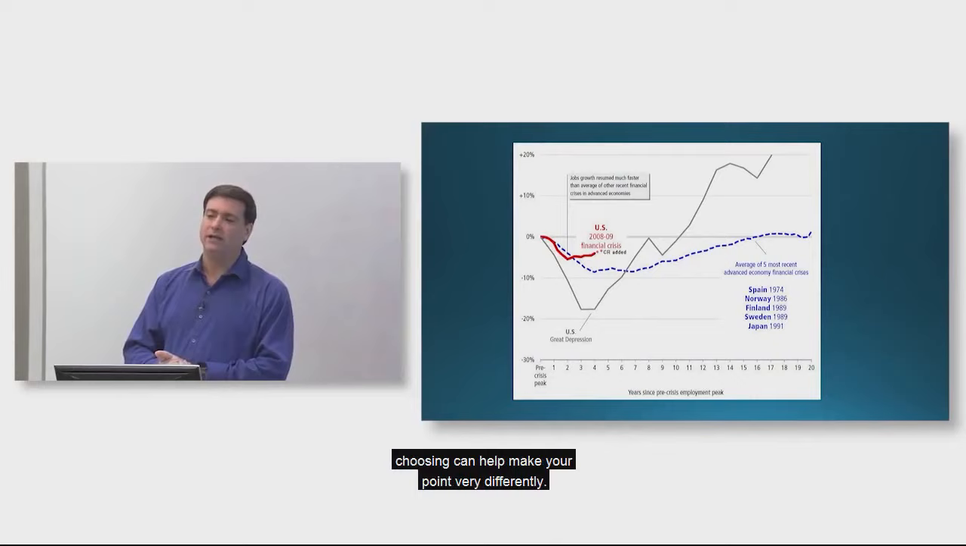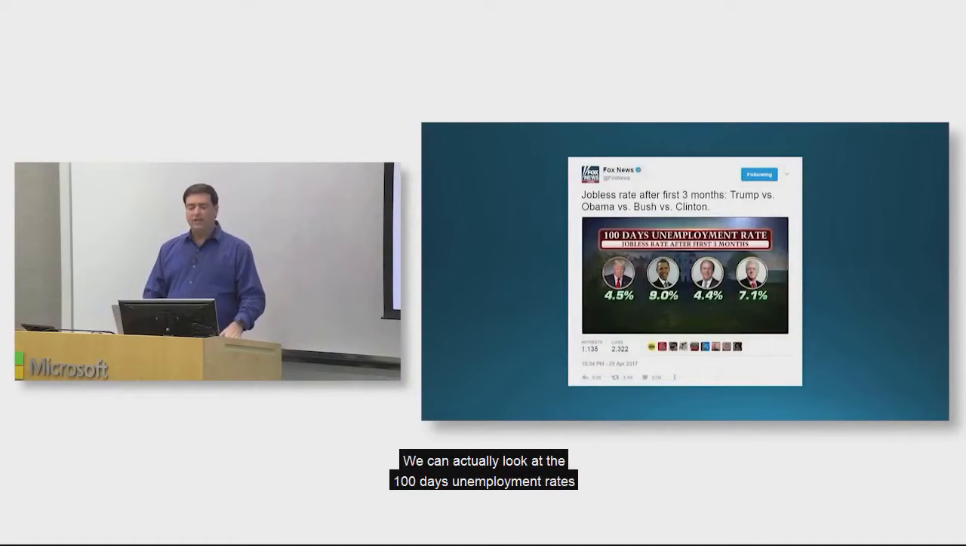So yeah, there's some other political content. We can actually look at the 100 days unemployment rates under different presidents. And you can see, again, this is similar to one of the other ones, but this is often featured. But is the first 100 days really the right thing to be looking at for a president? Really, you want to be looking at the entire term. You want to look at some of the other things. Even the choice of color can make a very big difference.